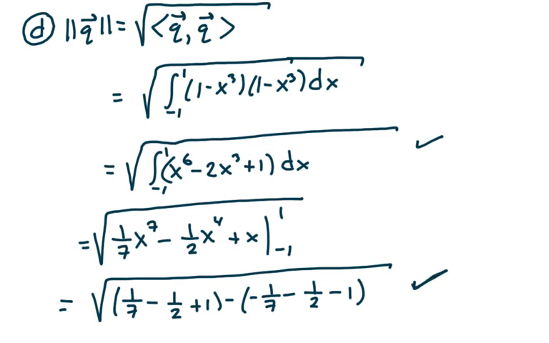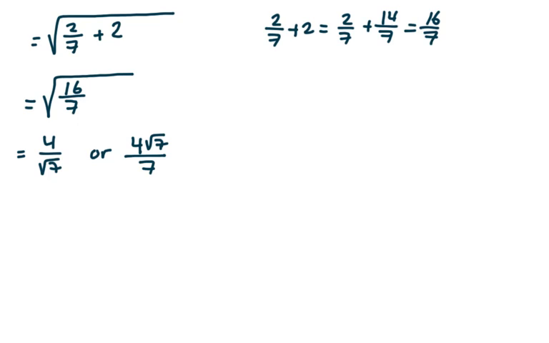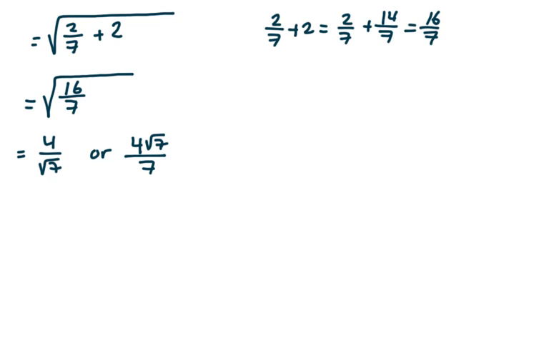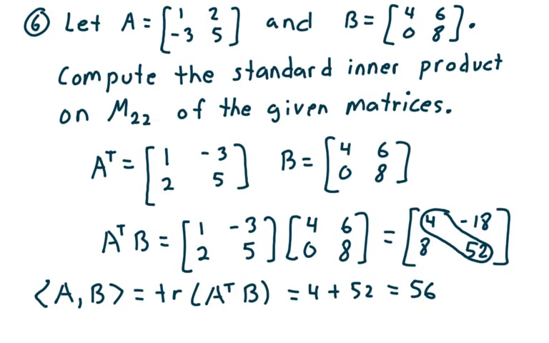So that's what I get down below. And the rest is just arithmetic, right? And when it's all said and done, I get 4 over the square root of 7. Which is equal to 4 square root of 7 divided by 7 when you rationalize the denominator. And that was 5D.